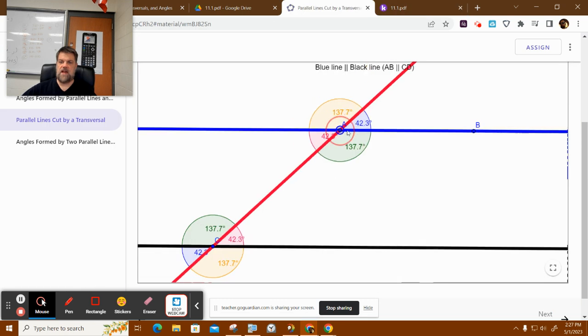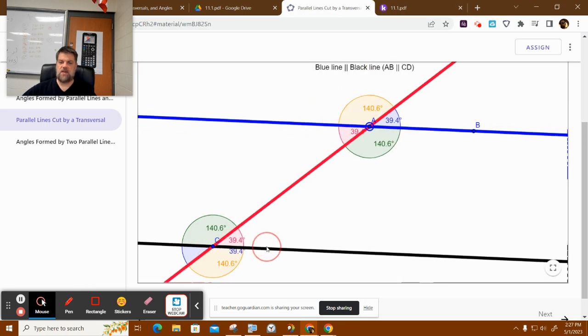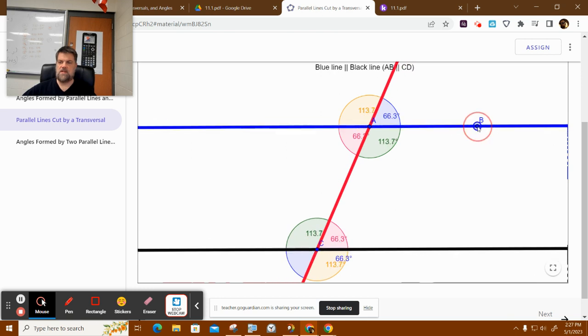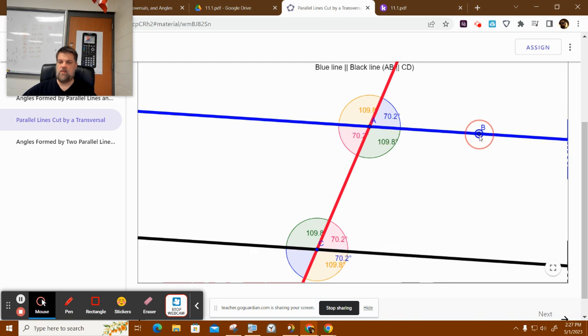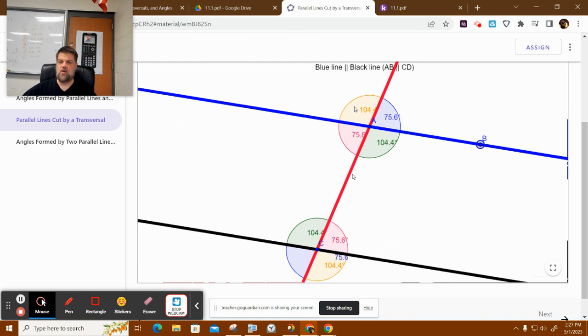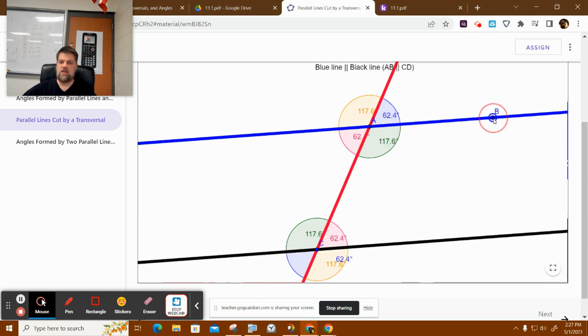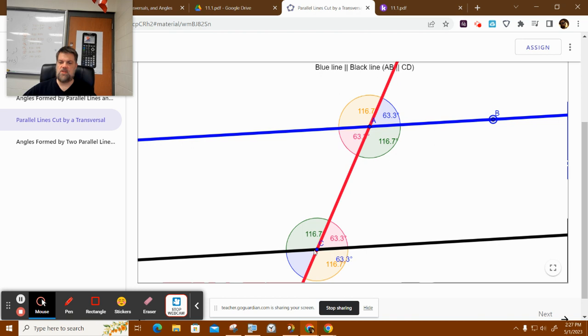And I'm going to guess this one. Does that look pretty close? What do you guys think? That's pretty close. But what I want you to notice is the corresponding angles, no matter what I do, if I rotate it this way, this is 104.4, this is 104. Notice that they're always the same. Do you see that in real time? They're always the same.